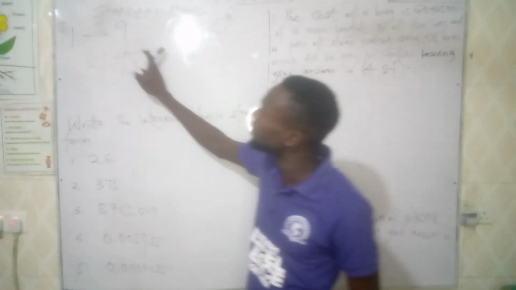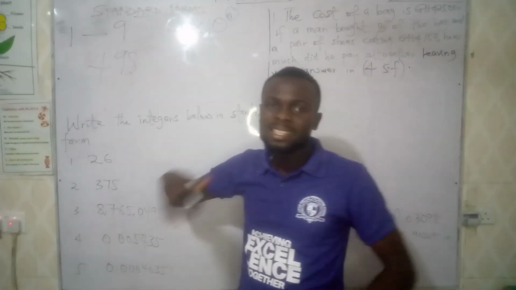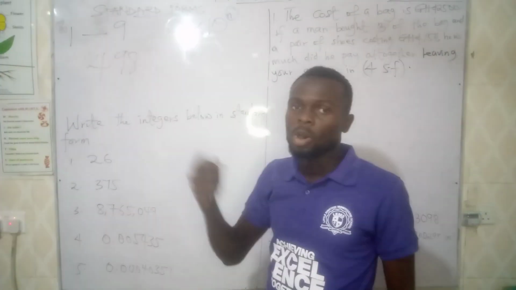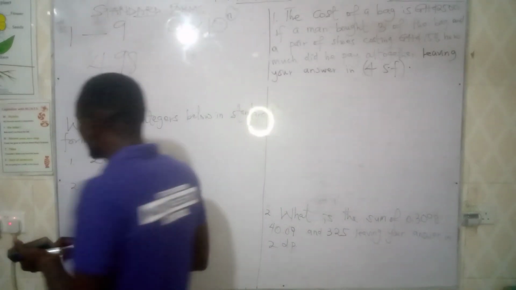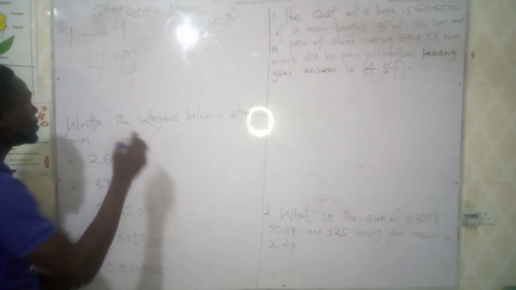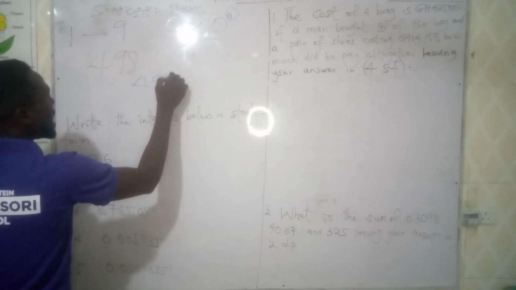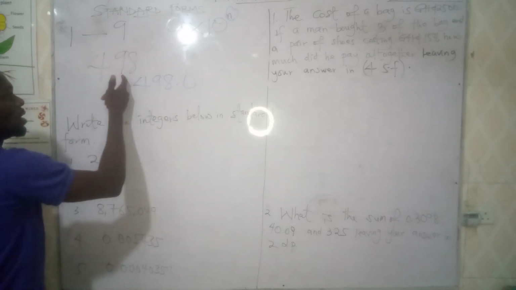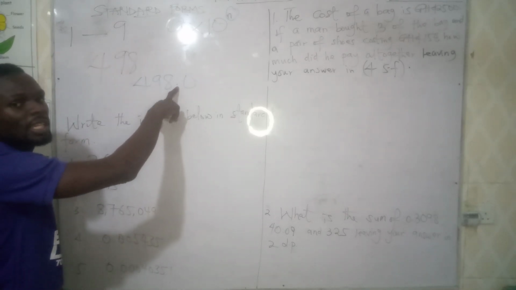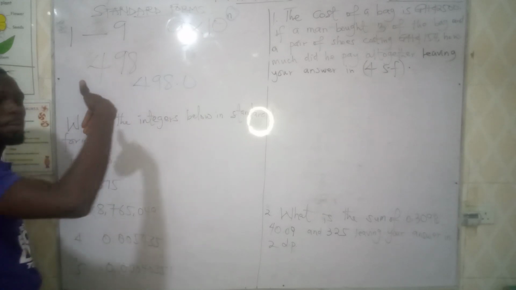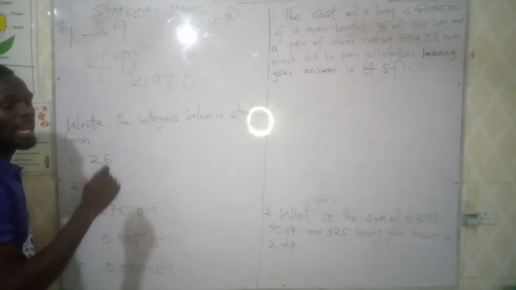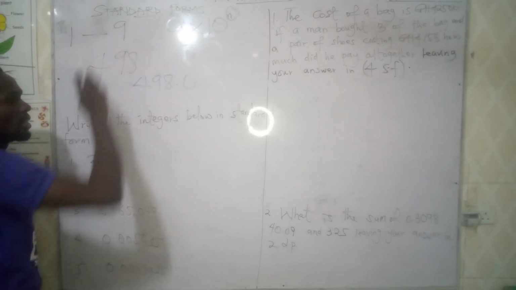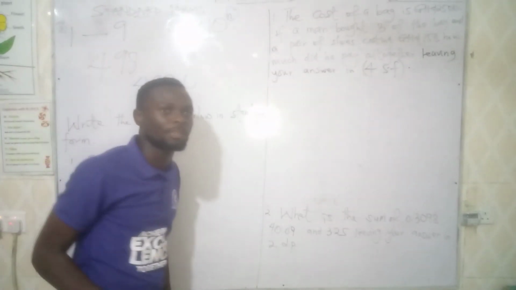Now, how can I write this whole number as a standard number? In terms of decimals, we all agree that this number is the same as writing 498.0. So if we are having the decimal point here, then we have to move the decimal point in such a way that we can get the 1 to 9 that has been given to us.